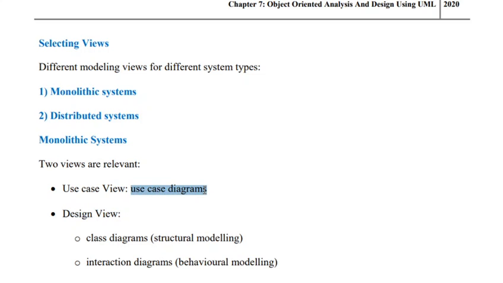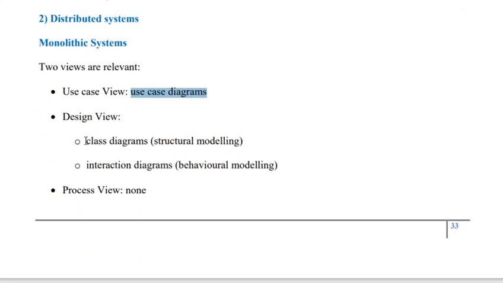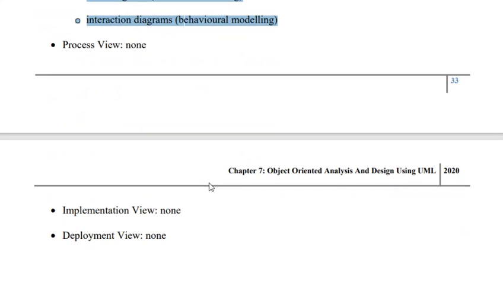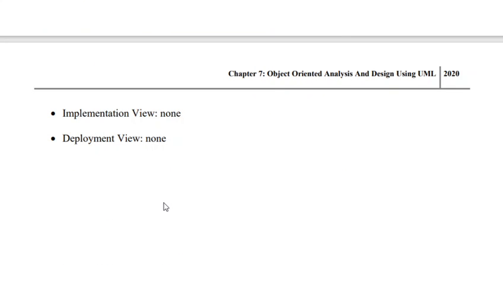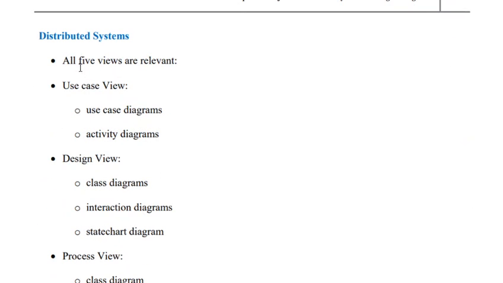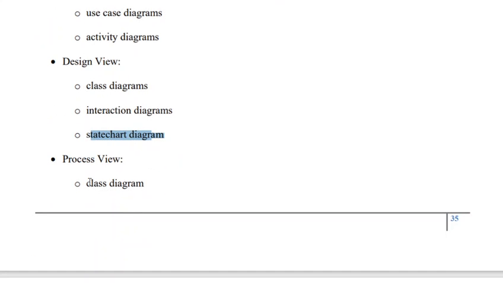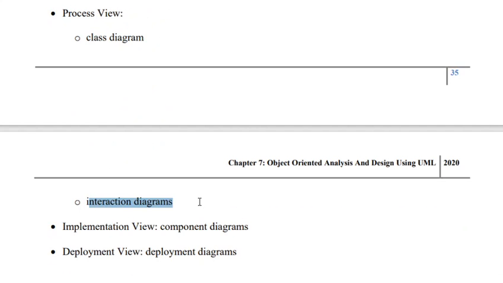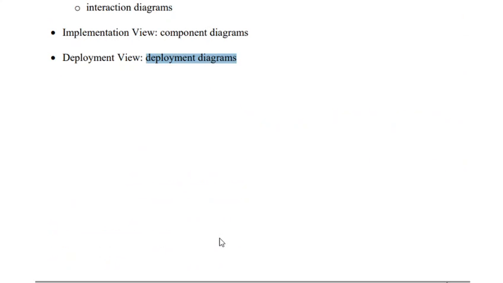In case of use case view, we have use case diagram. In case of design view, we have class diagram and interaction diagram. Whereas process view, deployment view, and implementation view are not relevant in the case of monolithic system. Likewise, in case of distributed system, all the five views are relevant. In use case view, we have use case diagram and activity diagram. In design view, we have class diagram, interaction diagram, and state machine diagram. In process view, we have class diagram and interaction diagram. In implementation view, we have component diagram, and in deployment view, we have deployment diagram.